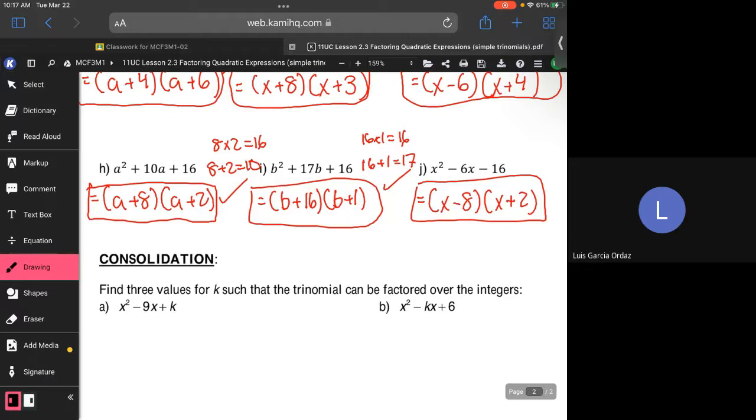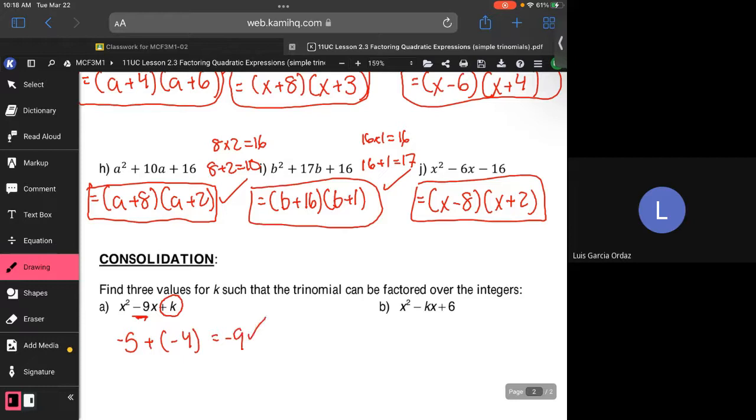So for the last two examples, I want to find 3 values for k such that the trinomial can be factored over the integers. I don't have my last number, however, I do have my middle number. What are numbers that add up to -9? Brooklyn, what's one of them? 3 and -3? Oh, they have to add to -9. Because I don't have my last number, I need to figure it out. -5 plus -4. Yep, perfect. -5 plus -4 is equal to -9.